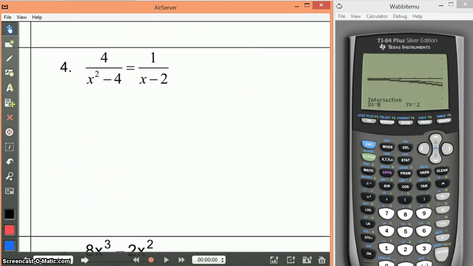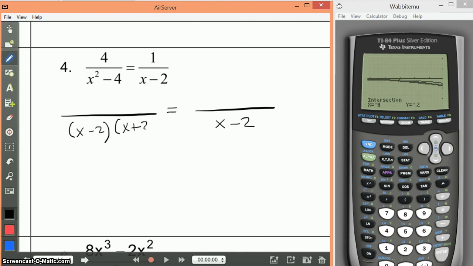Okay, an equation. So factor the denominator. Remember that's the first step always. So as you can see, x squared minus 4 is a difference of 2 squares. So you can square root 4 to get 2. So it's x minus 2, x plus 2. I'm going to copy the 4 here and the 1 over here.